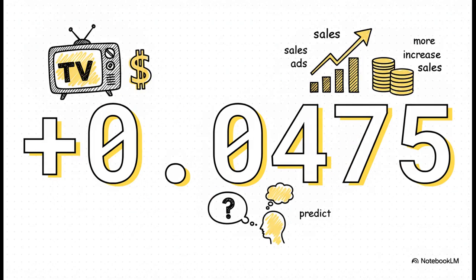And now for the other number, the slope. This is the real engine of our model. This tells us the relationship. It's saying that for every single additional dollar we spend on TV ads, we can expect to sell an extra 0.0475 units. So spend another $1,000 and you can expect about 47.5 more sales. This is the number that answers our boss's question.